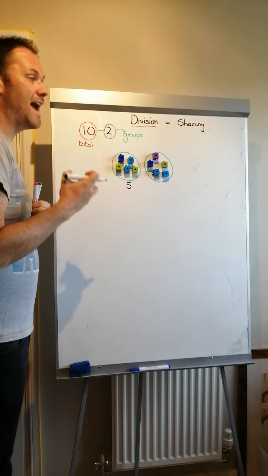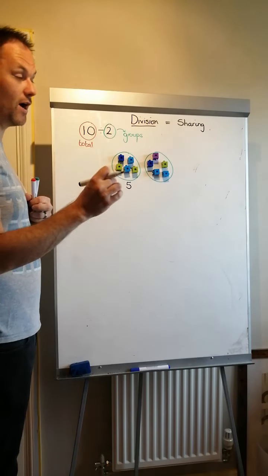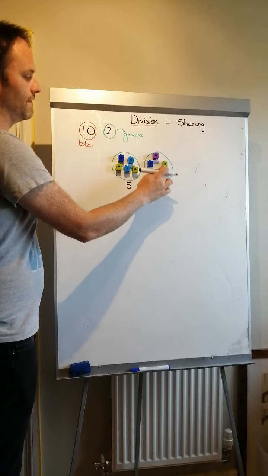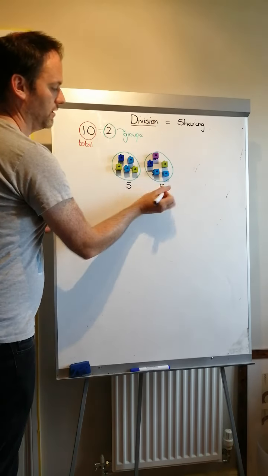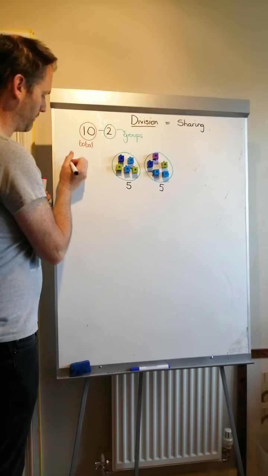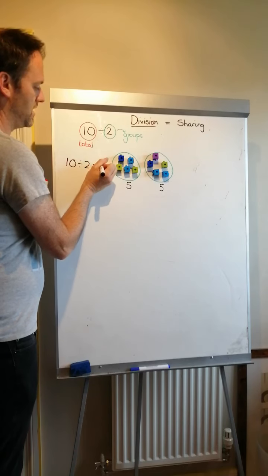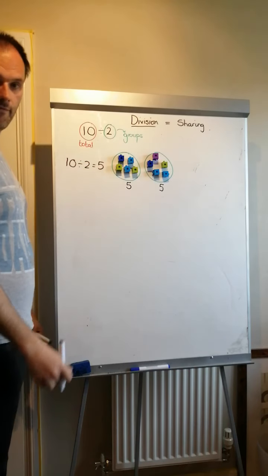And when we share, when we divide, it's got to be equally. So we've got to make sure that there's 5 in the other group as well. 1, 2, 3, 4, 5. So I know, because they're the same, we've shared it equally. So I've run out of room. I'll write it again here. 10 divided by 2 equals 5.